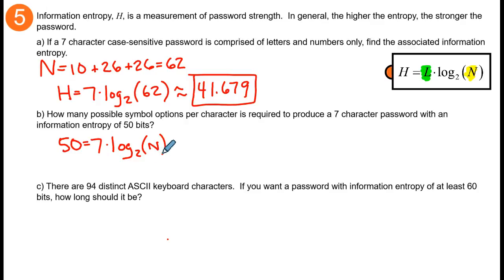Okay, so this one looks like, well, I have n buried in a log, and I'm trying to find n. If you recall from a couple lessons ago, we're going to need a log splitter to do that, and our log splitter is an exponential. First thing I'm going to do, though, is rewrite this, and I'm going to divide both sides by 7.